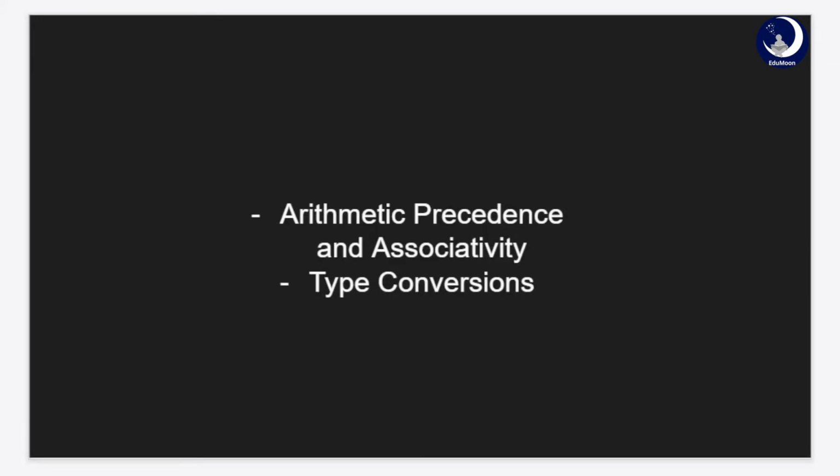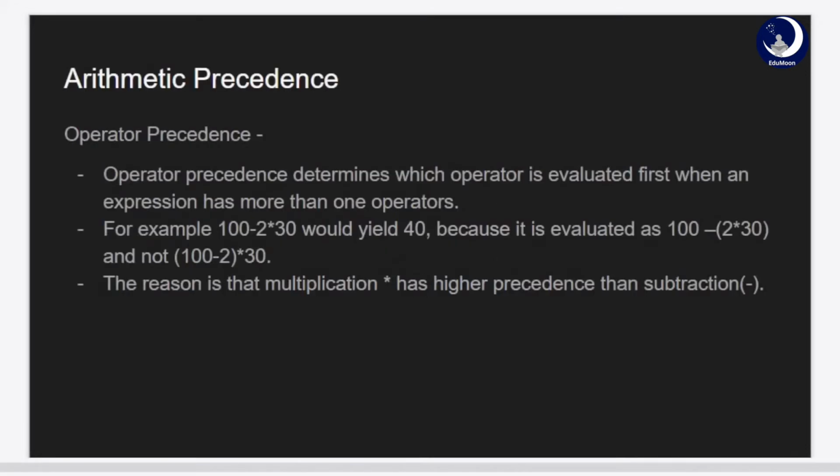In today's lecture, we'll be dealing with arithmetic precedence and associativity, type conversions. Arithmetic precedence. In arithmetic precedence, we have operator precedence. What is operator precedence? Operator precedence is nothing but it determines which operator is evaluated first when an expression has more than one operator.